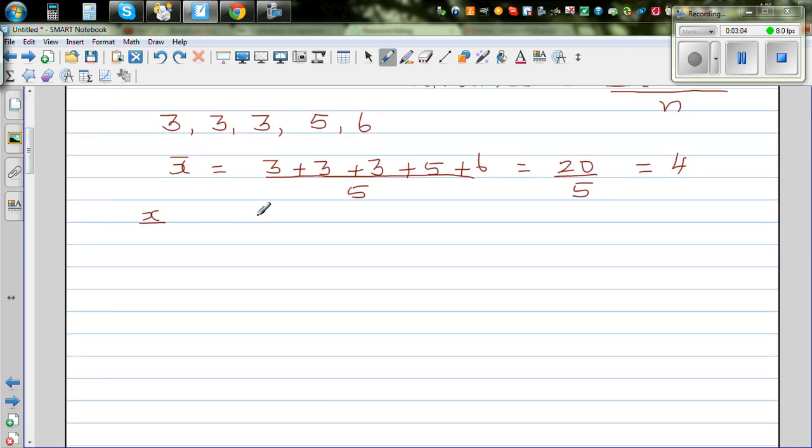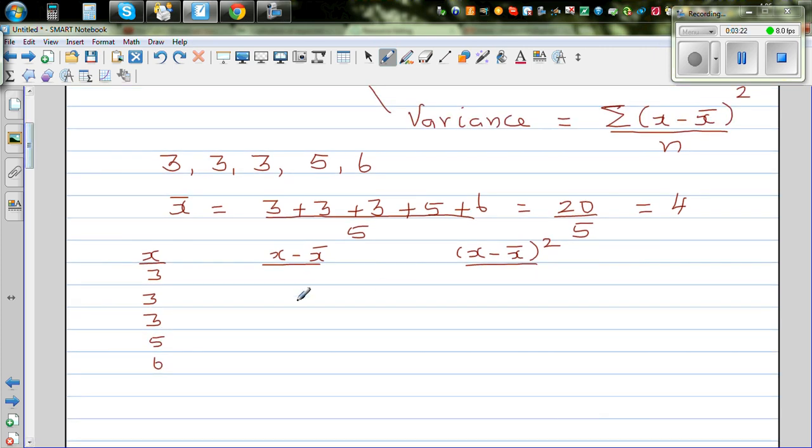Now to find variance, let's make up a table. This is x, this is x minus x bar, and this is x minus x bar the whole squared. Let's write the x's: 3, 3, 3, 5 and 6. We know x bar is 4, so 3 minus 4 is negative 1, negative 1, negative 1, 1 and 2. If you square it, it's 1, 1, 1, 1 and 4.